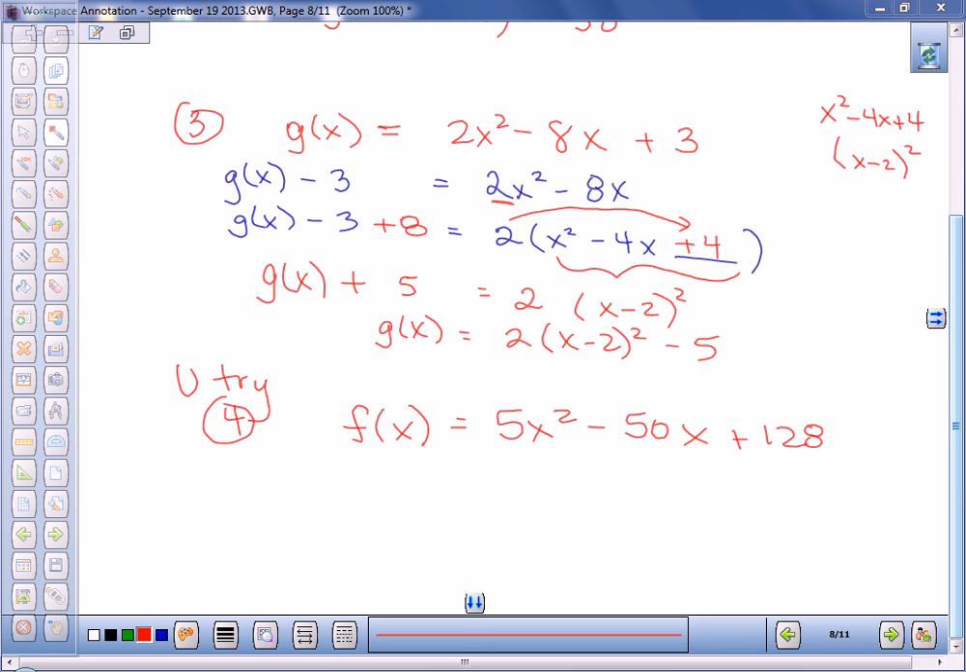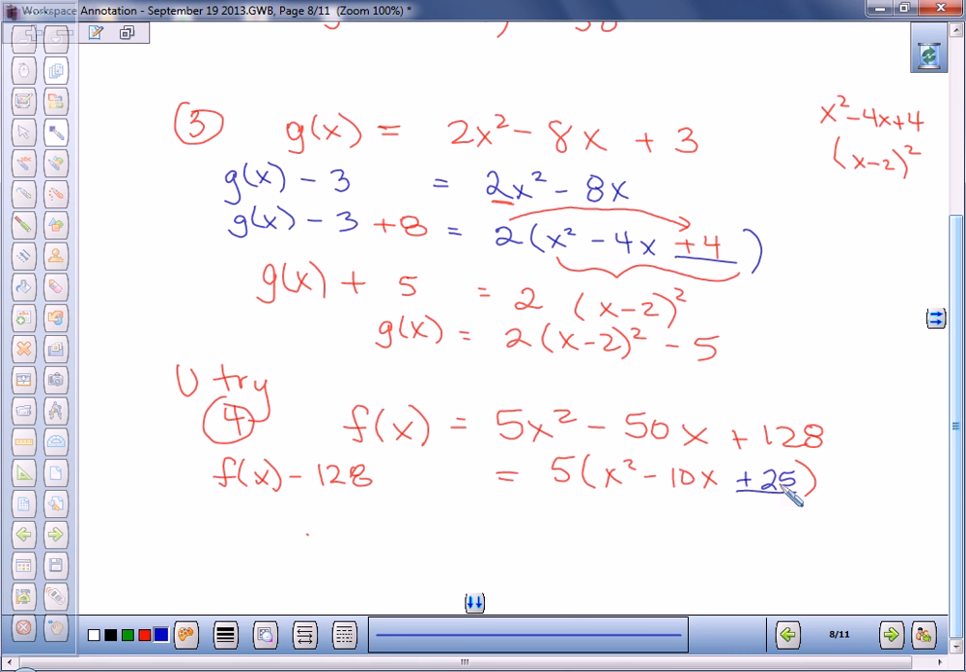All right, guys, let's go look at this one. So, the first thing we're going to do is move the 128 over. And then we're going to factor out the 5. So I'm going to do 2 steps at once here. When we do that, I've set this up to create a perfect square trinomial. So if I take half the 10, which is -5, and square it, I get positive 25. But because there's a 5 out in front, I've added a value of 125 to the right side. So I have to add that same value to the left side.